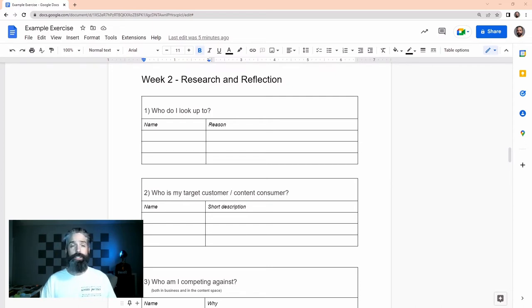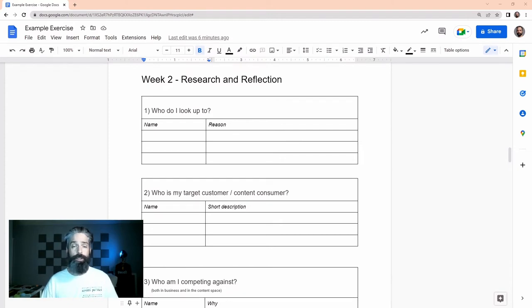To do that, you need to look at yourself, or if you're working on a brand, think from the perspective of your brand or your target customer. Question number one is, who do you look up to? Ideally, this would be other brands or people or personalities. It could be people in your life, family. There really is no limitations on this. Just put a name and a reason. The idea behind this is by looking at the reasons you look up to other people, you can look at the qualities within yourself that might work within your content.